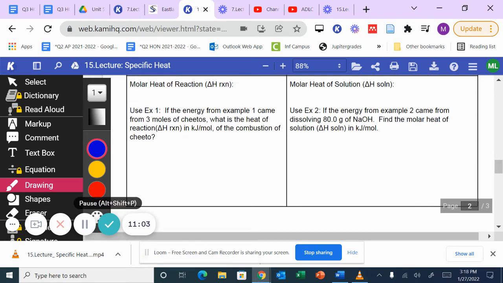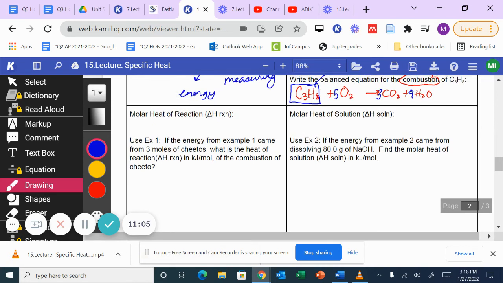So now we're going to learn something called a molar heat of reaction. This is the heat that you get for a chemical reaction, and it's for every 1 mole. If you wanted to compare the heat for 2 different substances, it's better to compare the same amount. This is called the delta H of reaction. The delta H stands for the heat, or Q, it's the same thing. Okay, so look at example number 1.